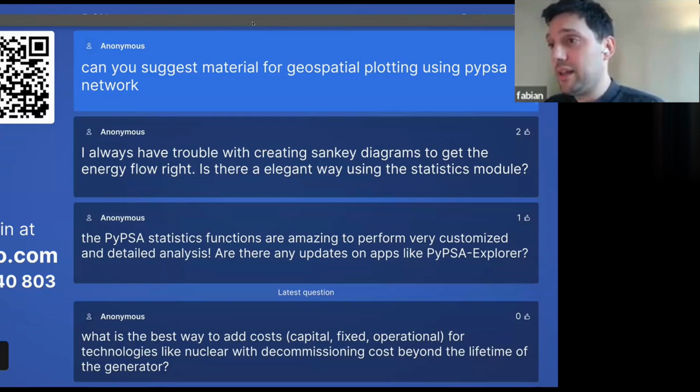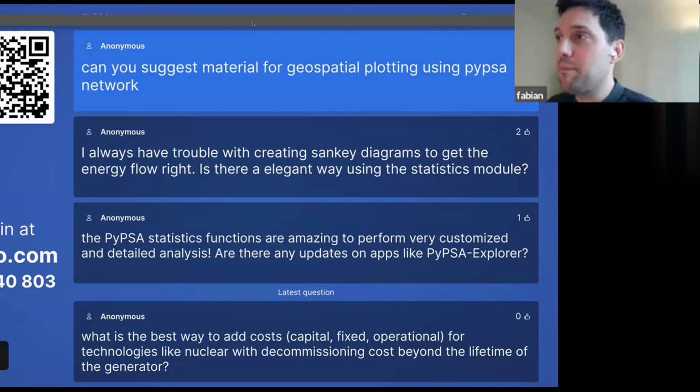Energy balance, something like this. Yes, here we go. I'm not sure if that's working out of the box. Probably it's not. You have to do some specifications, some bus carrier, I guess. And then you could create... I would need to look into this.